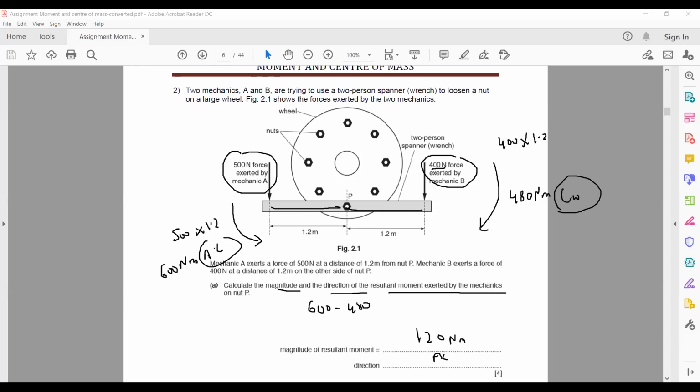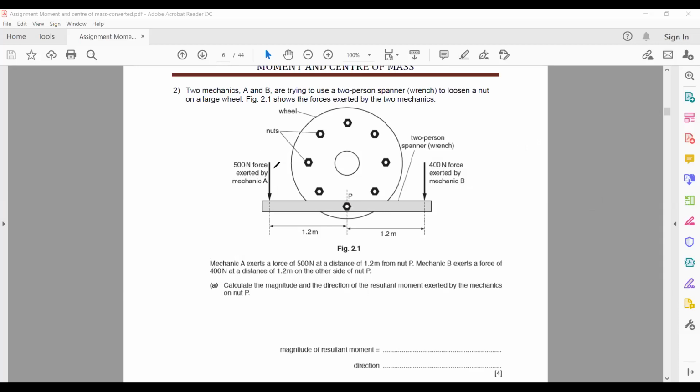Is it clear? Mechanic A is exerting a force of 500 Newton and point P is the pivot. So which direction is mechanic A causing a moment? Mechanic A is trying to cause a moment in the anti-clockwise direction. And what is the moment? Moment is a product of force into distance. So 500 into 1.2, that's equal to 600 Newton meter.